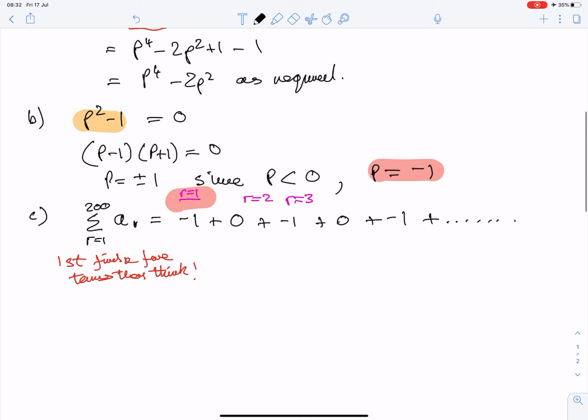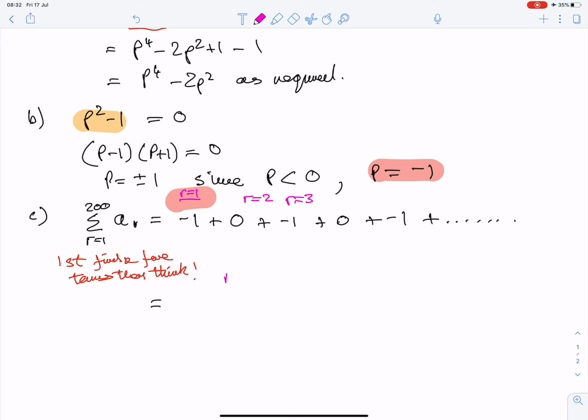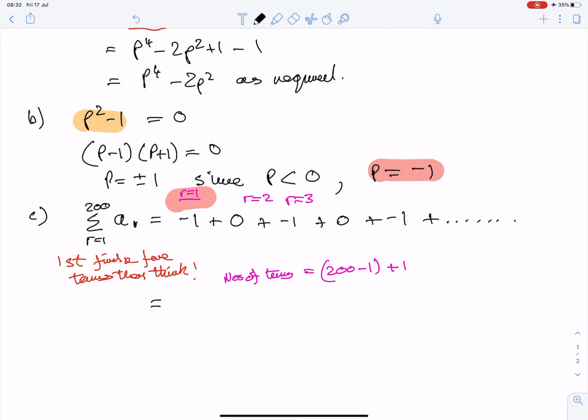So if we add those up, alternate terms are minus 1. How many terms have we got? Well, the number of terms is equal to 200 minus the 1, the difference between the top and the bottom, and then add 1, because you have to include both ends. So we've got 200 terms, but half of those are negative 1. So it's 100 times negative 1 equals negative 100.